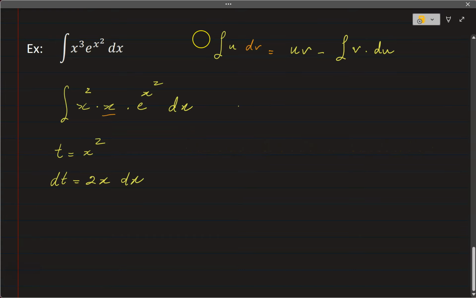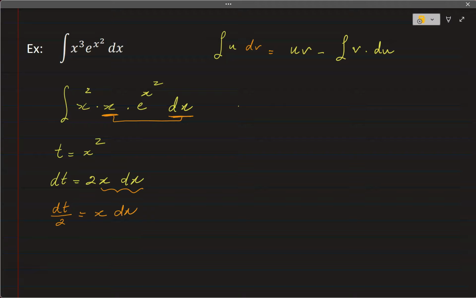Okay, look, we have an x here and dx there. Do you see that? We don't have 2x dx, but we have x dx. But that's not bad at all. So in this case, we can actually solve for x dx, which will become dt divided by 2 equal to x dx, which is right up there, okay? So now our new integral is the integral of t e to the t dt divided by 2, because we just replaced x dx by dt over 2.